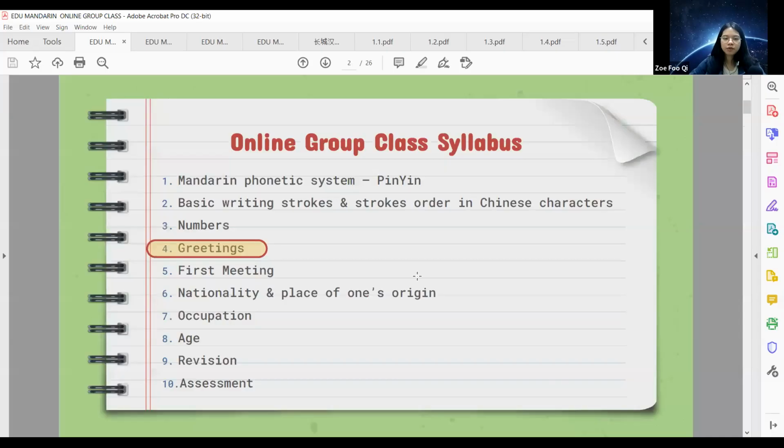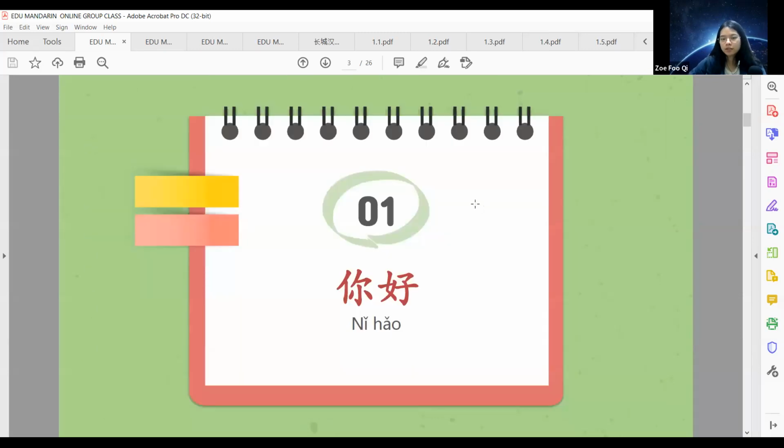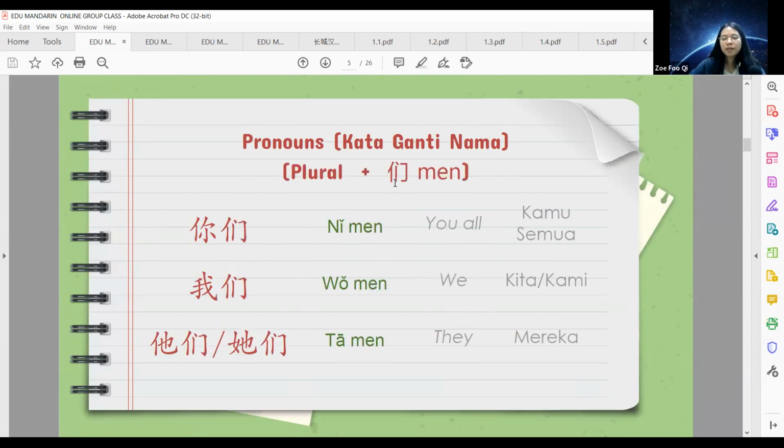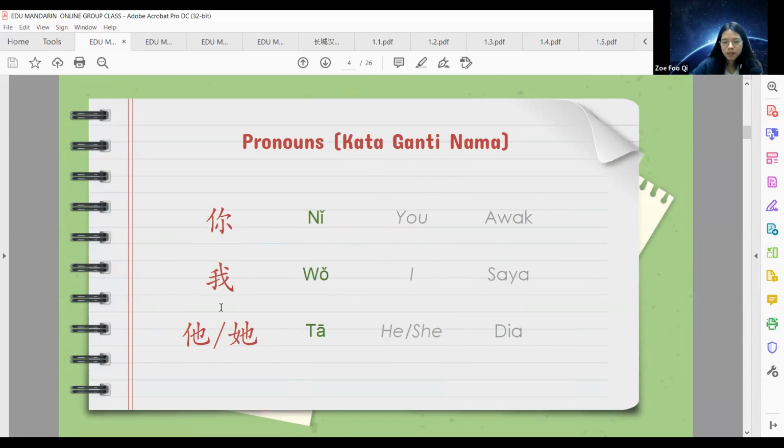So this one is the greetings. If you still remember, we have the pronouns, right? So the pronouns for I will be 我, you, 你, and 他 will be he or she. For this one you need to take note of the radical. So we have 你, 我, 他, you, I, and he or she. If we want to say the plural form, we just add the 们. So 你, 你们, 我们, 他们.